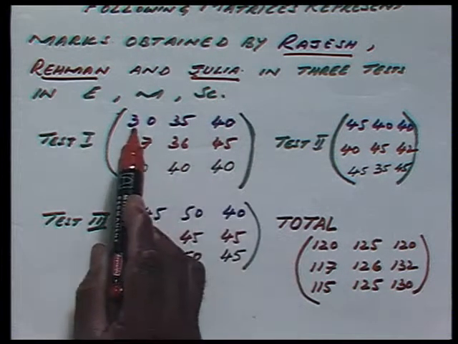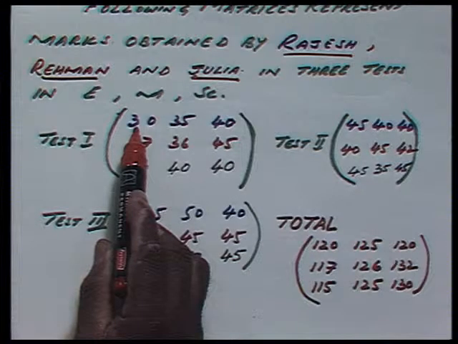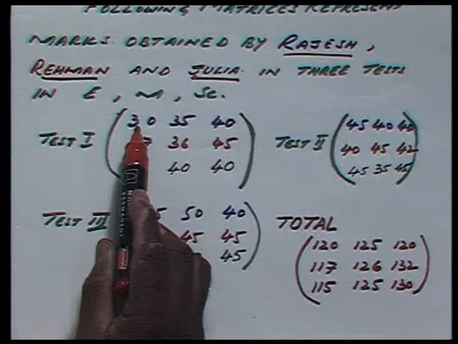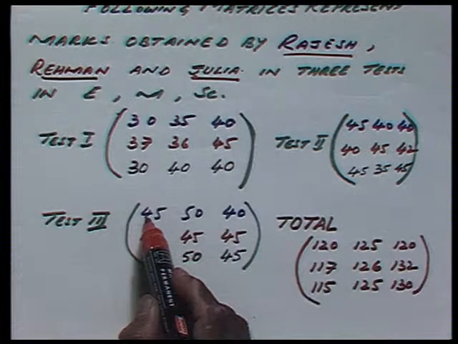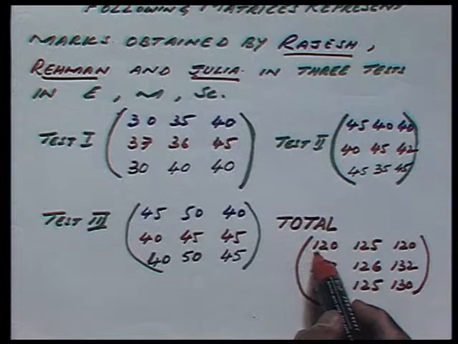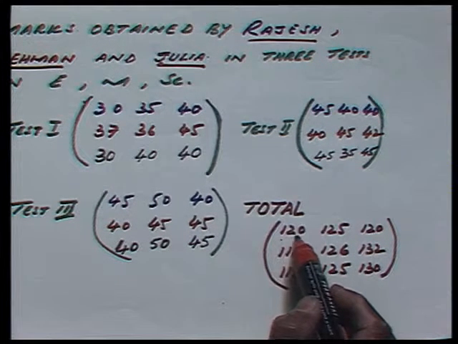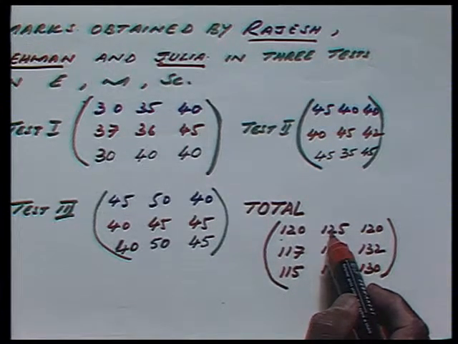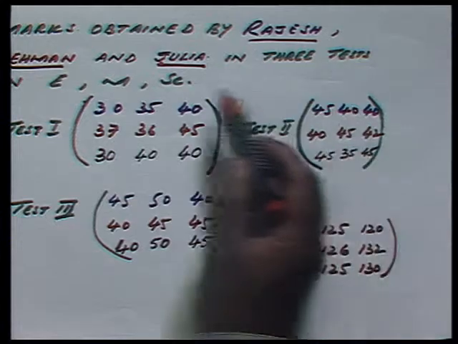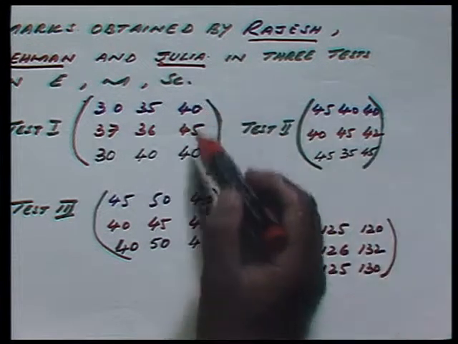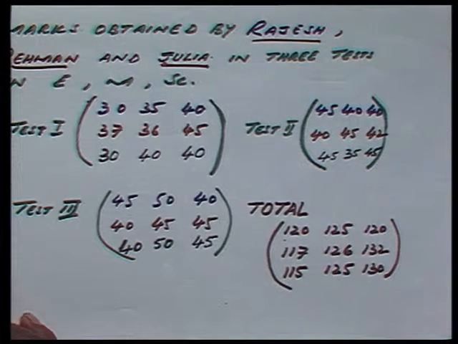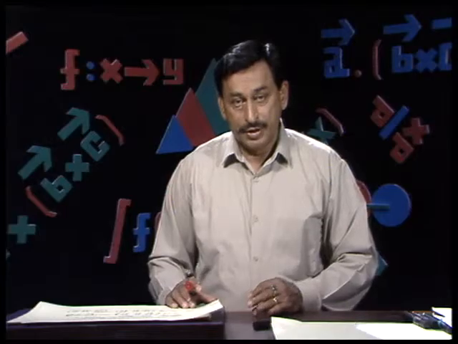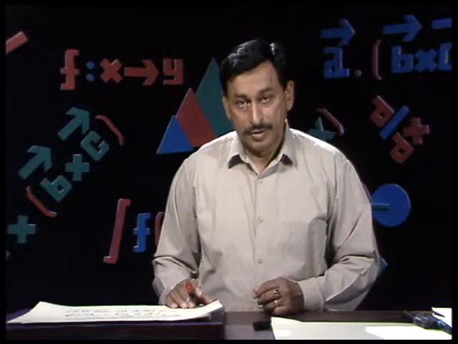Having seen the marks in all the 3 tests, we can find out what is the total score in all the 3 tests in case of the 3 students. The marks obtained by Rajesh in English will be 30 plus 45 plus 45, means 120. This represents the total marks obtained by Rajesh. And obtained by Rajesh in mathematics, 125, you have to add these 3 figures. And add these 3 figures.